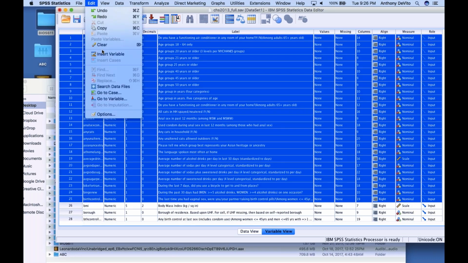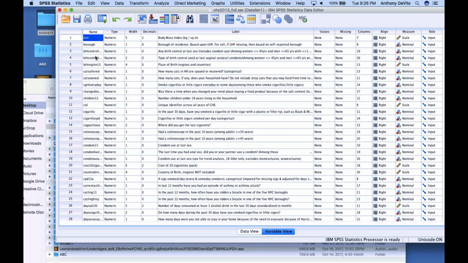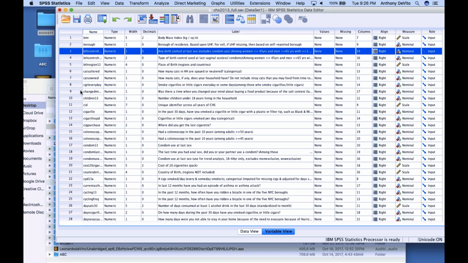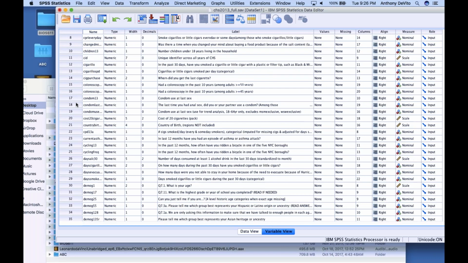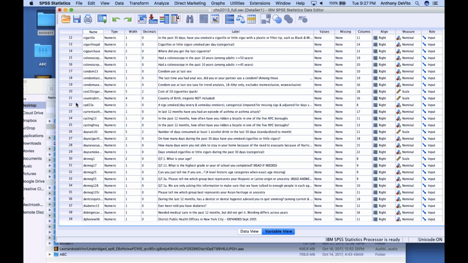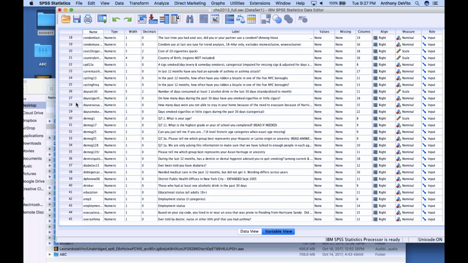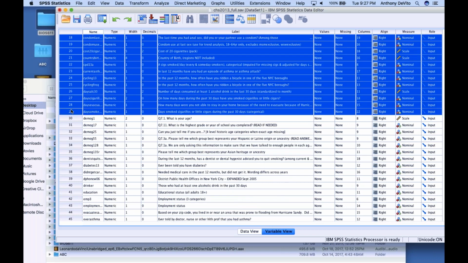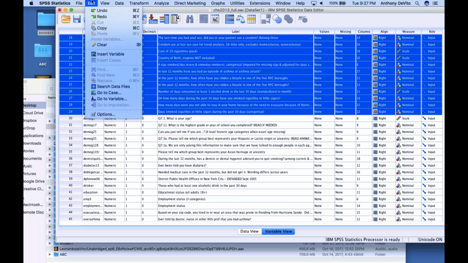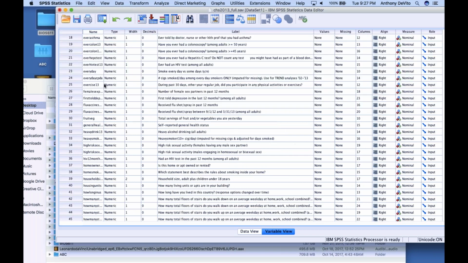I'm going to highlight them and I'm going to say clear. I'm going to create my own new data set. I'm going to leave Burrow in there also, just for the hell of it. Okay, let's see. Current asthma. I'm going to leave Demog1 in there. I know I'm going to need that. Clear. So all these others that I don't need.